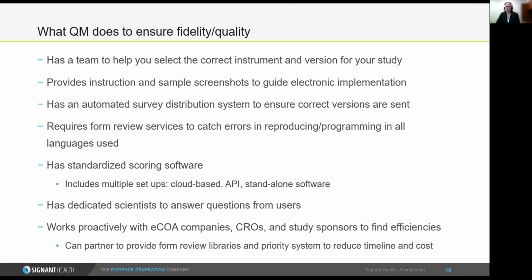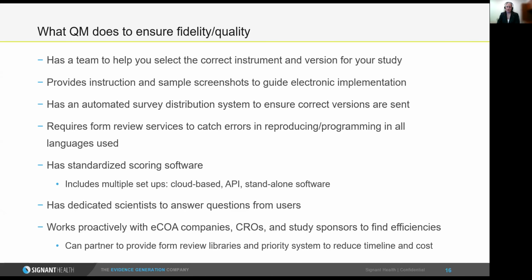We have an automated survey distribution system. So once the order is put in, what is sent to you is absolutely the correct version. It's very important for you internally and with your eCOA vendor to make sure that communication and handoff happens if the person who completes the licensing process isn't the one actually using the form or scoring. We require form review services to catch those errors in the reproduction and programming.